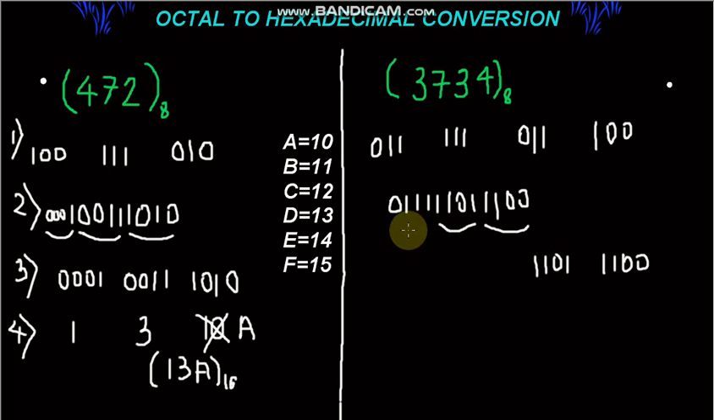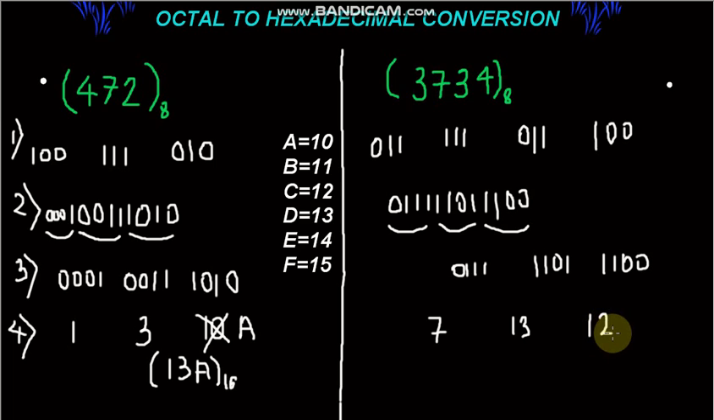The third group is 0111, and we see here that there is no need of writing down extra 0 bits because all the groups are perfectly formed. This was the end of the third step. In the fourth step we have to write down the decimal equivalent of the numbers. 0111 is 7, so writing down here 7. Then 1101 corresponds to a decimal equivalent of 13, and the number 1100 corresponds to 12.